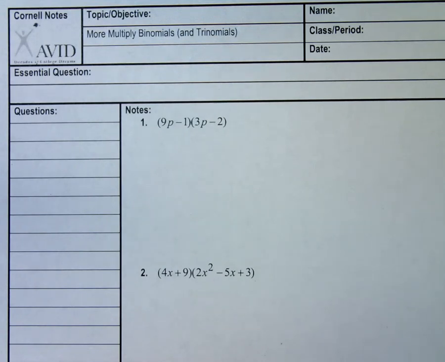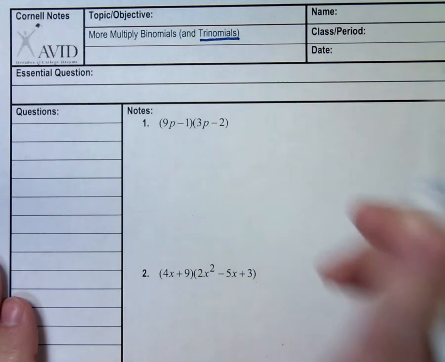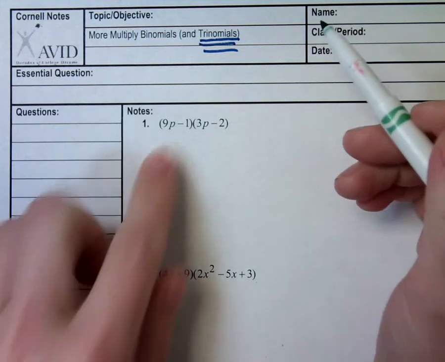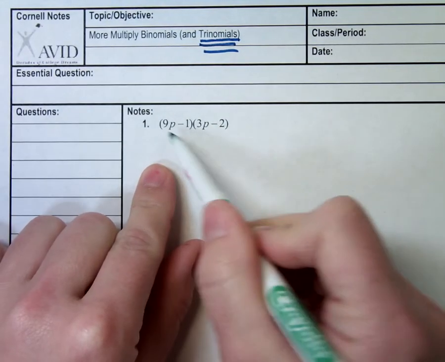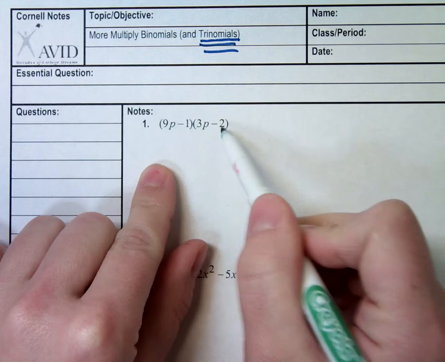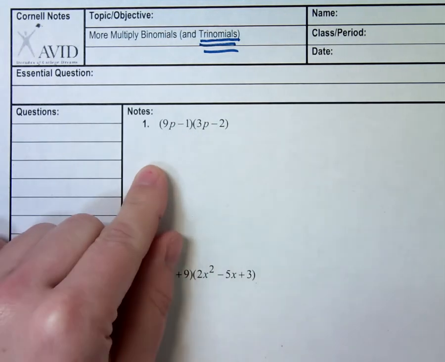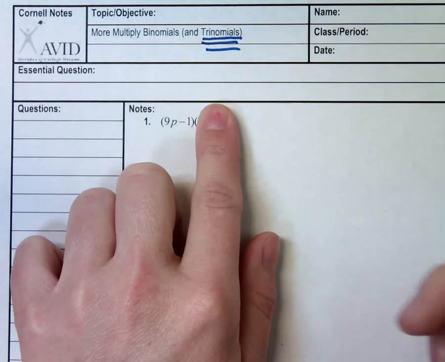More multiplying binomials, and this time we're going to throw in some trinomials into the mix. As long as you think of this as distributing, then this isn't so bad. So this is just review. I'm multiplying two binomials together because they both have two parts, 1, 2, 1, 2. So these are technically called binomials, but just think of it as distributing. It's just I have two things to distribute.